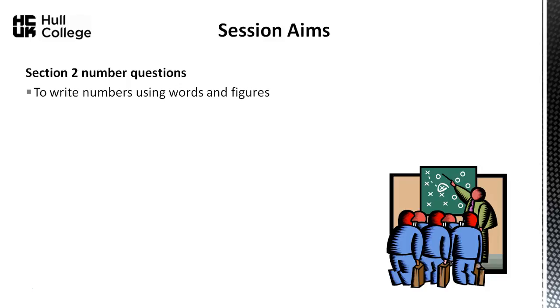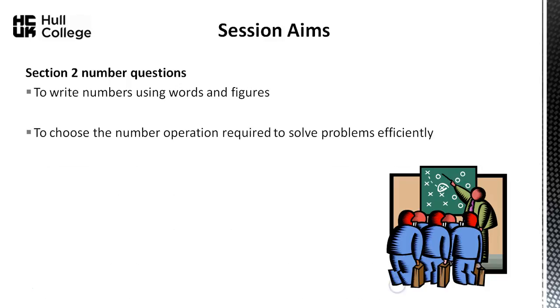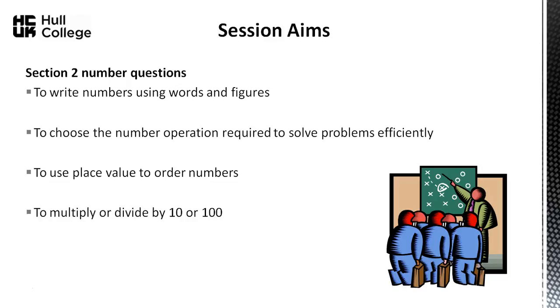The aims of this section are to write numbers using words and figures, to choose the number operation required to solve problems efficiently, to use place value to order numbers, to multiply or divide by 10 or 100, to interpret scales using negative numbers.